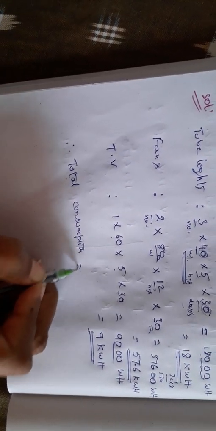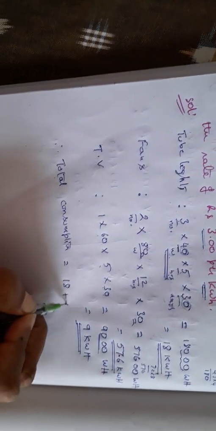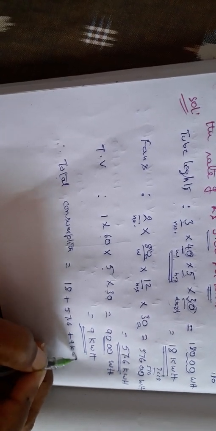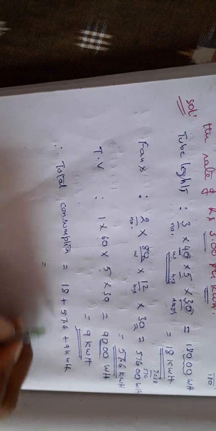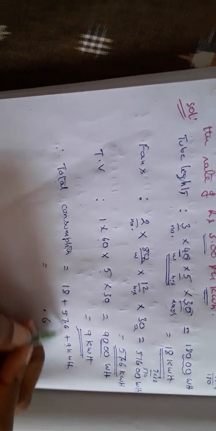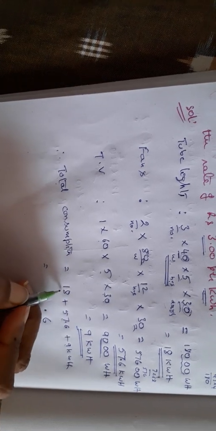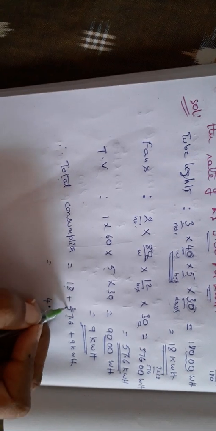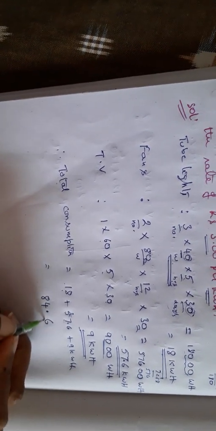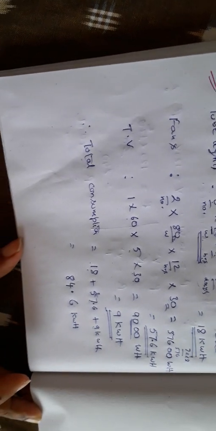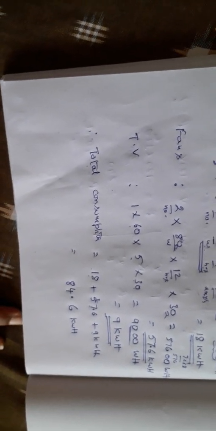Therefore, total consumption is equal to 18 plus 57.6 plus 9 kilowatt hours. So that is equal to, 9 plus 7 is 16, 16 plus 8 is 24. So 2 comes here, 7 plus 1, 8. So 84.6 kilowatt hours.